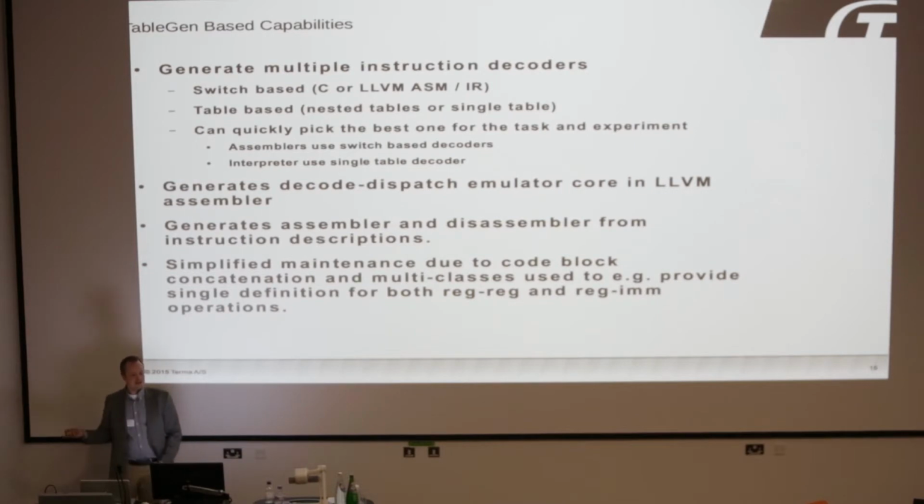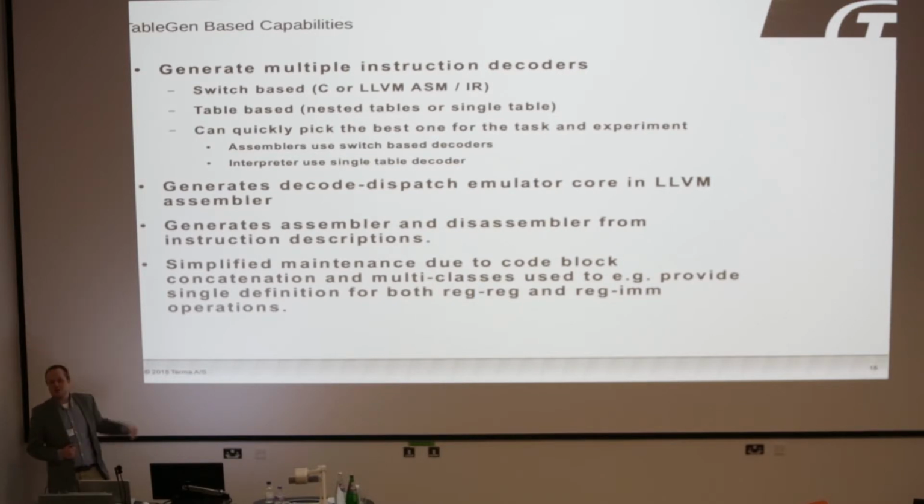Like I said, you need a decoder. So we can actually generate multiple decoders based on our TableGen format. We can have switch-based decoders, basically nested switch statements. We can make nested tables, or we can make a single unified table. It all depends on what you need. And the nice thing is that you can quickly experiment. You can generate different decoders and see which one is the fastest or most efficient for the specific task. Right. So we're really happy with using TableGen for this.